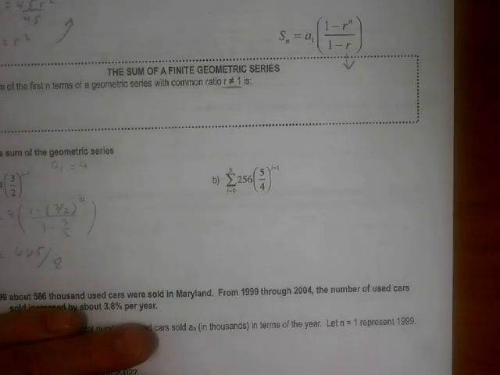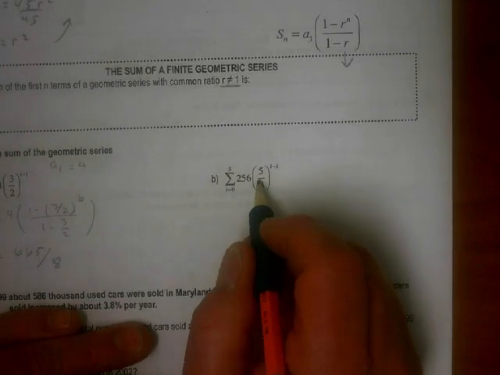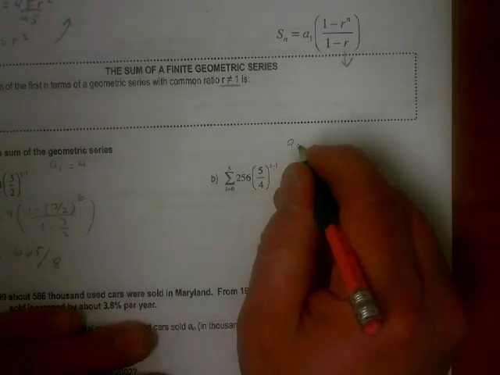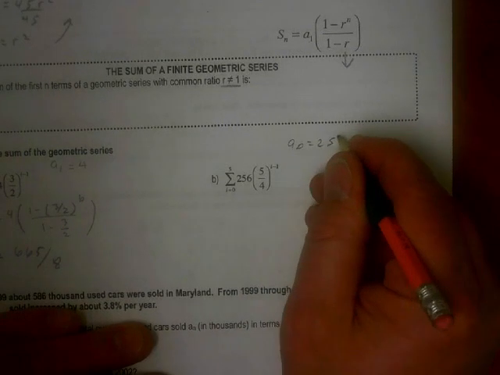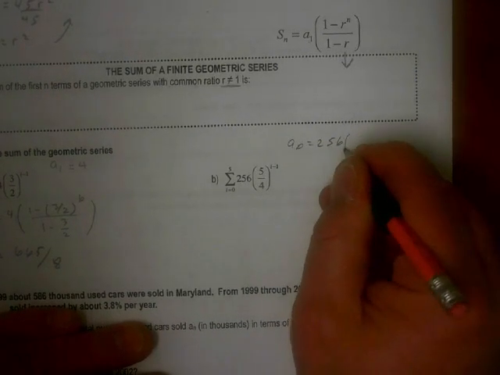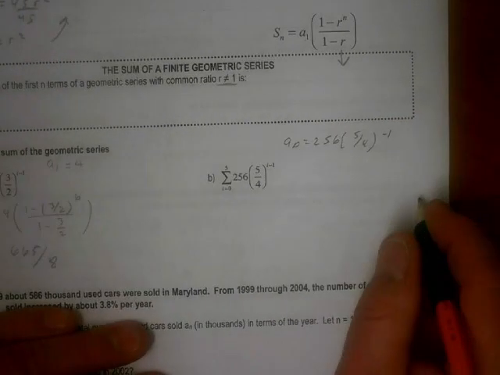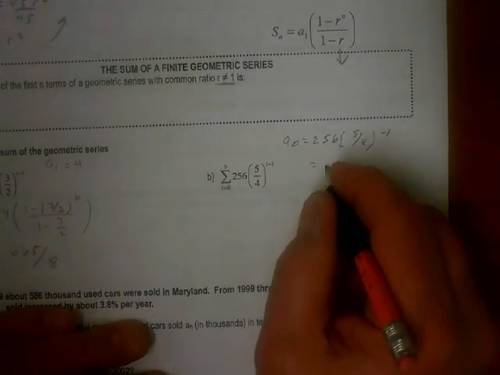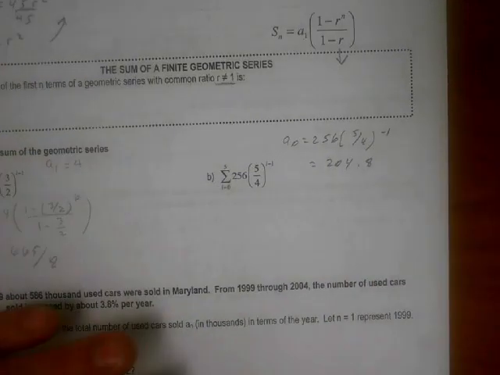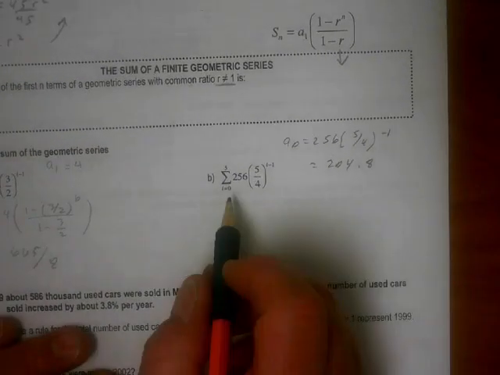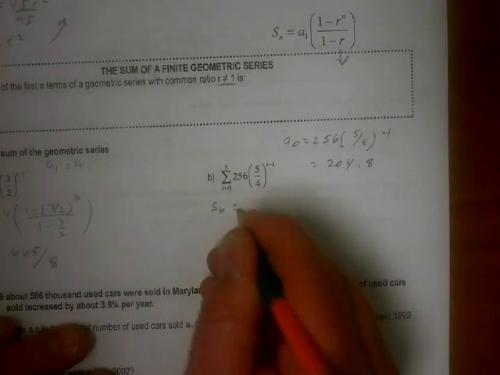This one's a little bit different. I'm starting off here at 0. So if I put 0 in there, that's going to be 5/4 to the negative first power, which is really 4/5. So a sub 0 equals 256 times 5/4 to the negative first power, which equals 204.8. That's really your first term.